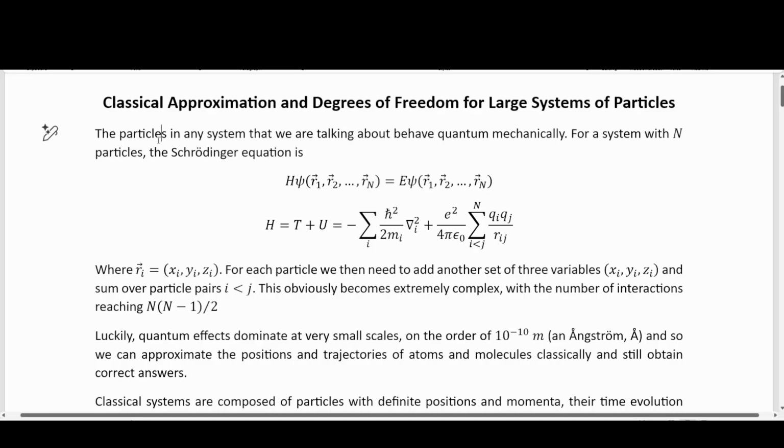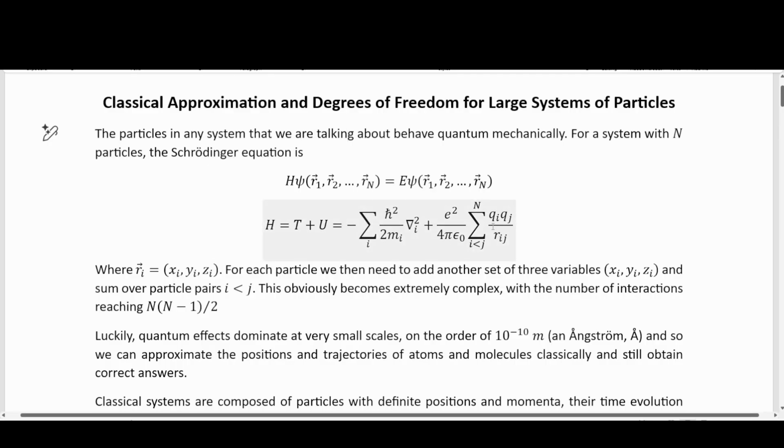So in the classical approximation, we want to think about the fact that when we're talking about particles, what we're really talking about are quantum mechanical systems. So for a system with n particles, the Schrödinger equation is this right here. And this H here, this is our Hamiltonian operator that has a kinetic energy and a potential energy term on it.